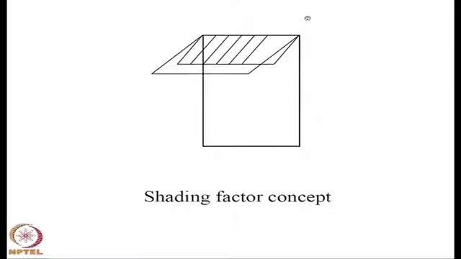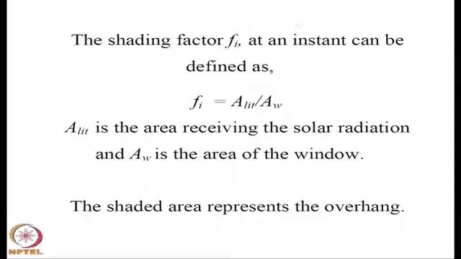So, that is the shading factor concept, and I think the one without the lines is the overhang and this one is the shadow. So, at any instant the shading factor is A lit by AW. If there is no shading, A lit is equal to AW, sorry. So, Fi will be equal to 1.